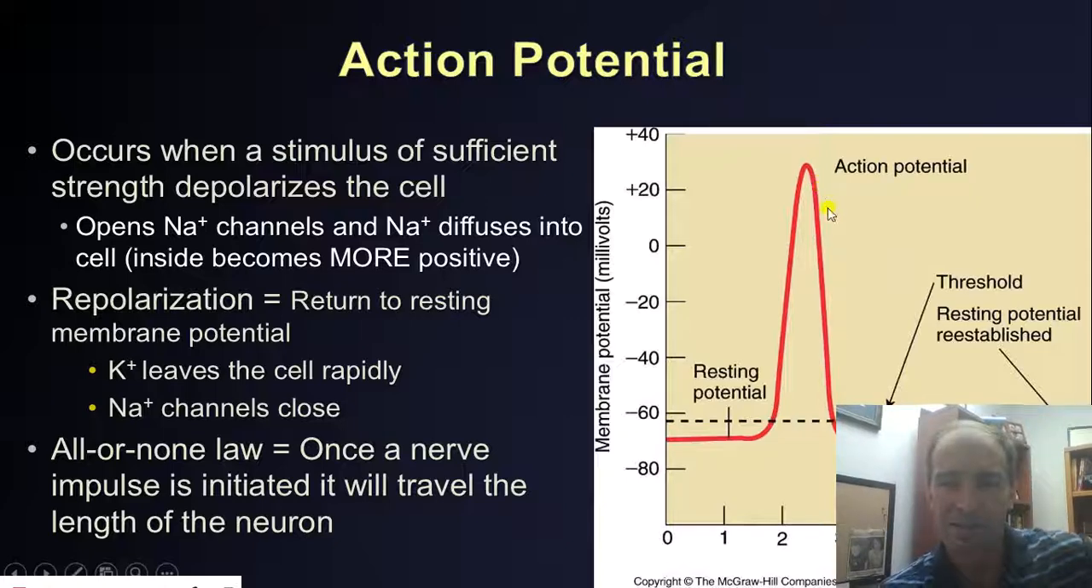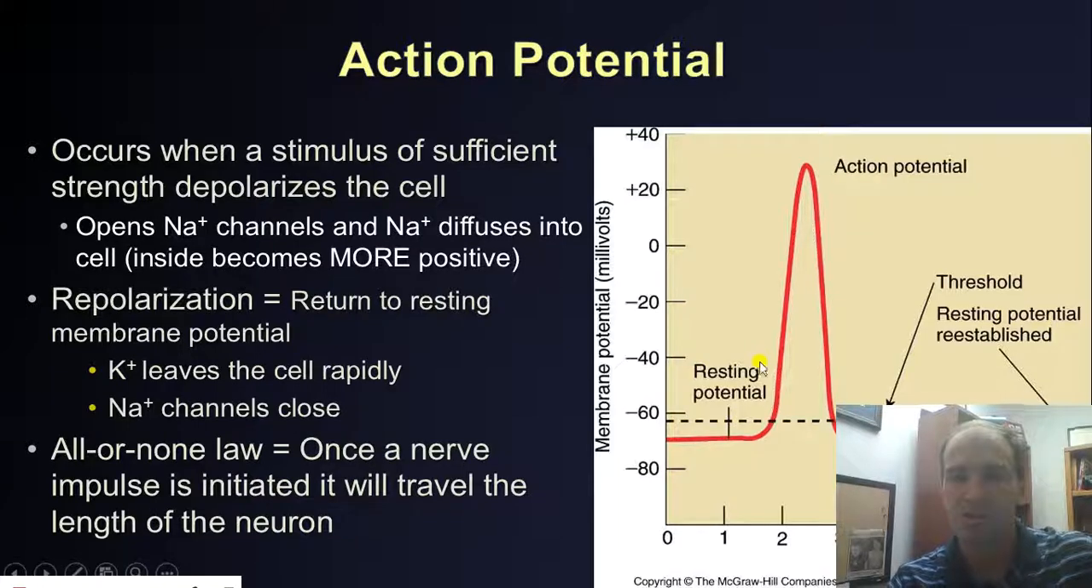when those potassium channels open, we call that repolarization. Potassium is going to leave the cell. That is going to cause this then to become negative. It actually becomes over negative for a very, very brief time. And then we go back to our resting membrane potential.